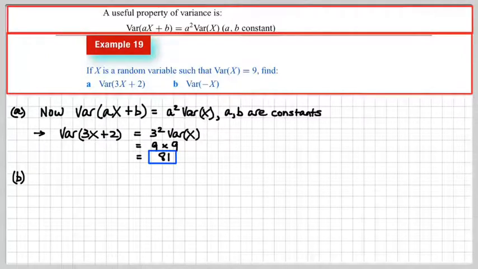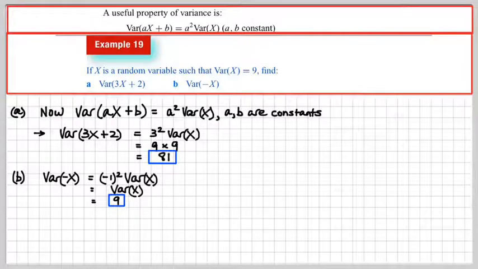Okay, what about part b? Fills us with glee. Now this is actually the variance of minus 1 times x, plus there's no b term in there. So the a term here, according to this formula, would be minus 1. So the variance of minus x would have to be minus 1 all squared times the variance of x. So it would just be that, wouldn't it? Which would be 9. Yes?